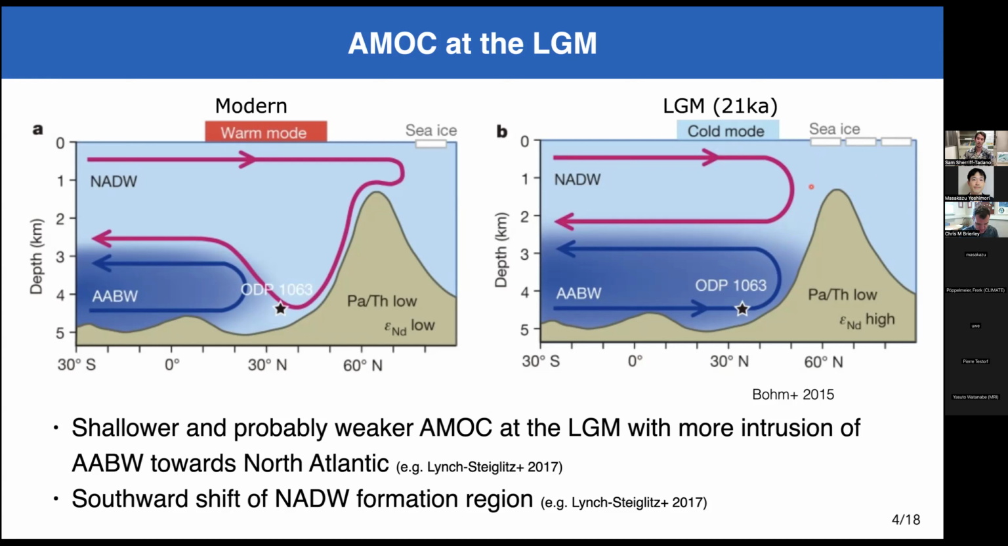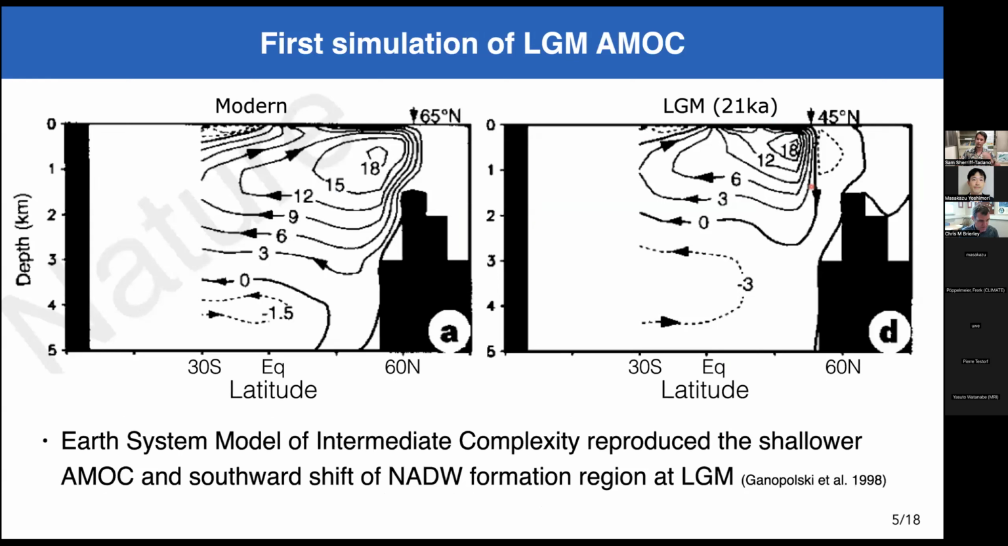Knowing that the LGM AMOC state was like this, quite a few modeling studies have been trying to reproduce the AMOC at the LGM. As far as I know, the very first study that tried to simulate the LGM AMOC in a climate model was done by Ganopolski and others in 1998 using an EMIC. These two figures compare the simulated AMOC state for the modern and for the LGM on the right. The model reproduces the strong, deep sinking of the NADW cell in the modern climate. However, it also managed to reproduce the northward intrusion of the Antarctic bottom water and the shoaling of the AMOC at the LGM. The model also reproduced the southward shift of the NADW formation region, or the sinking point of the AMOC.